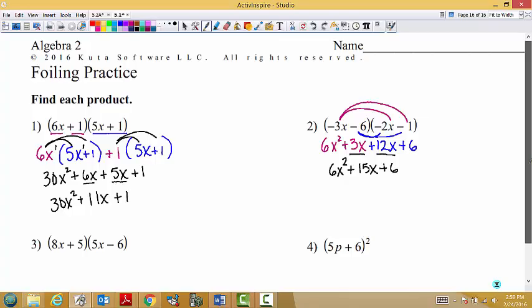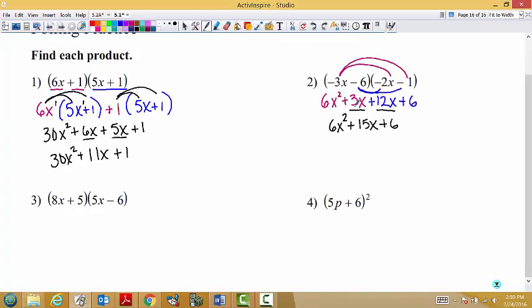Now, if you remember this way and you're good at this, feel free to do this. If you have a tendency to lose signs, I'm looking to the left side of the room. If you have a tendency to lose signs or make careless mistakes, then I would do it the long way.